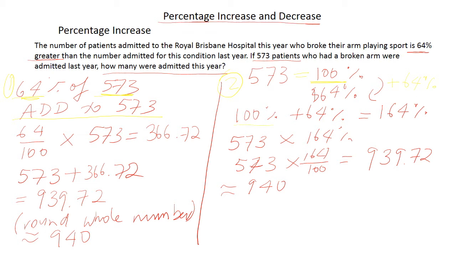So 100 plus 64 equals 164%. The number of patients admitted this year is 164% of last year, and then we multiply 573 by 164%. As you can see, you get the same value doing both methods. So think about which method works best for you, and then you can use that method. This is also another way to really easily check your answer.